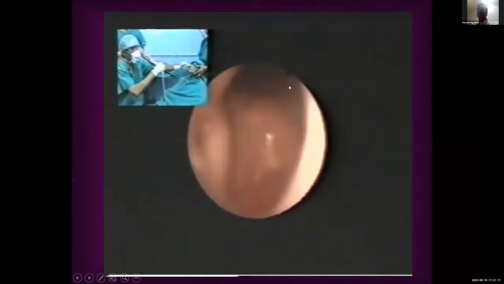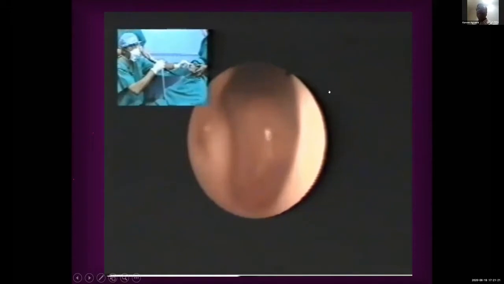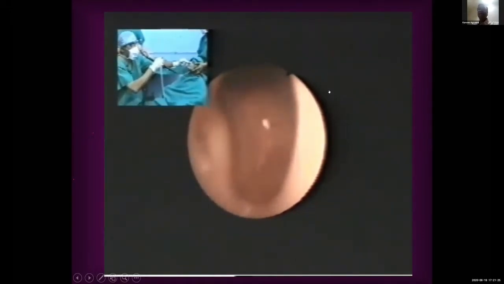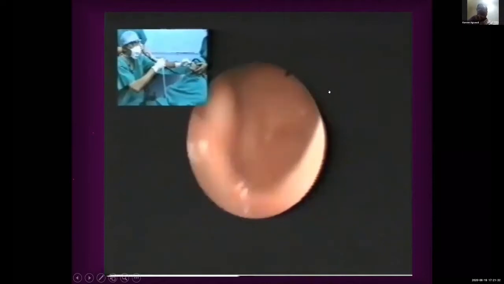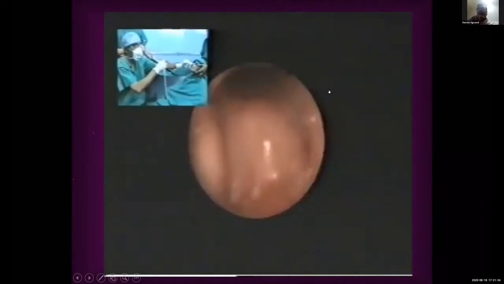The quality is far more inferior compared with the rigid scope. Yeah, the palate is in front, because the bundle size is only 2.7 millimeter. So you can appreciate the eustachian tube a little bit at 9 o'clock position, and that's the 3 o'clock position, that's the septal side, and that's about the nasopharynx.